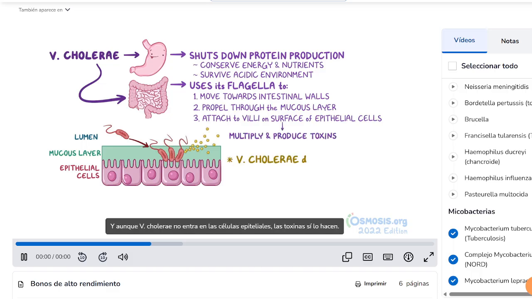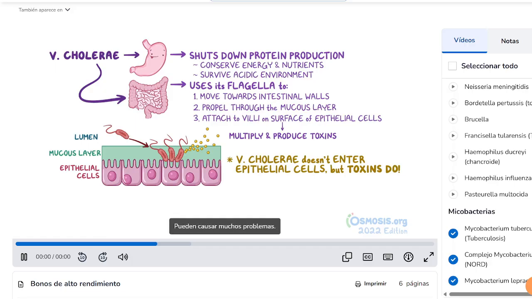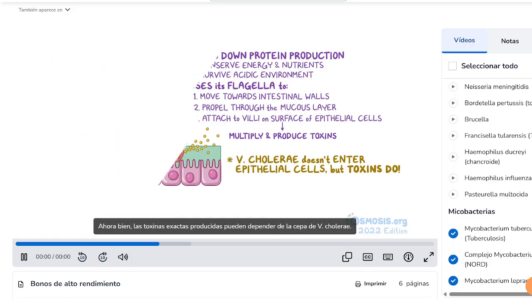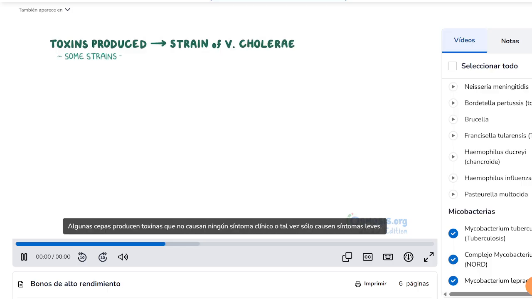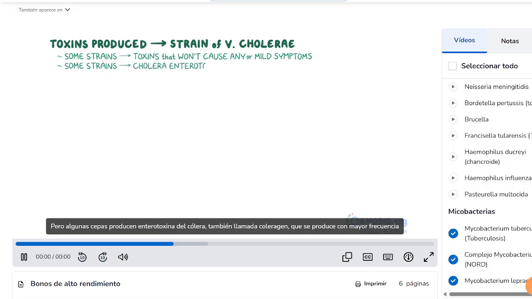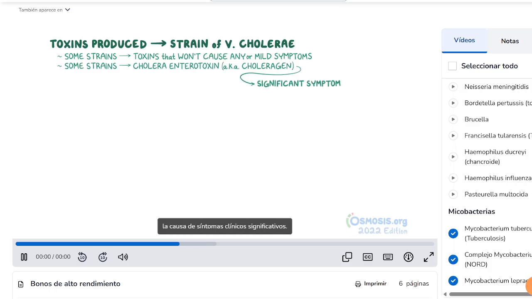There, V. cholerae can begin to multiply and produce toxins. And though V. cholerae does not enter the epithelial cells itself, the toxins do, and they can cause a lot of trouble. Now, the exact toxins produced can depend on the strain of V. cholerae. Some strains produce toxins that won't cause any or maybe just mild clinical symptoms. But some strains produce cholera enterotoxin, also called choleragen, which is most often the cause of significant clinical symptoms.